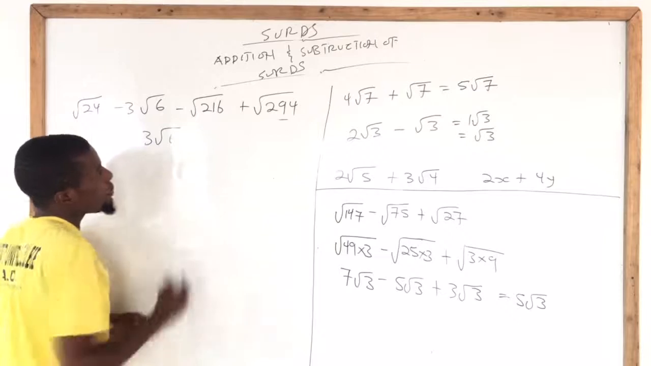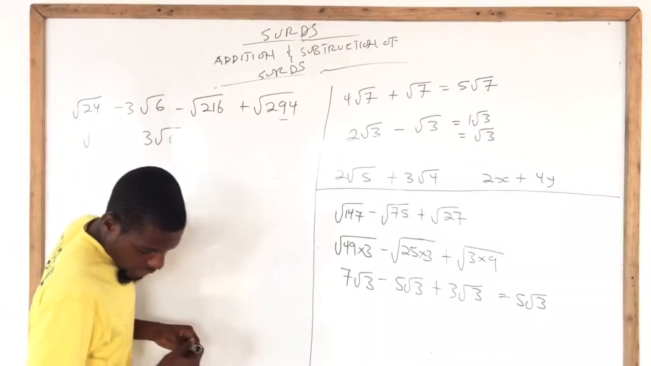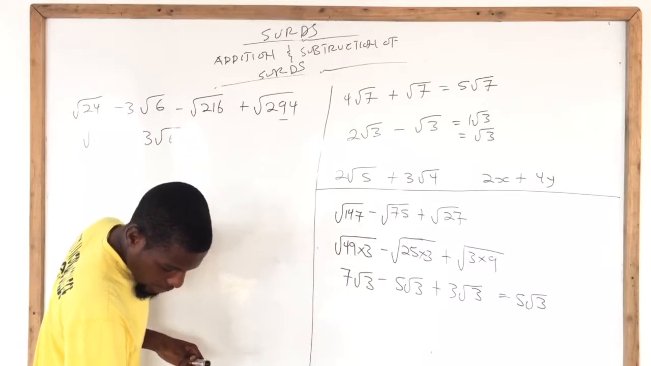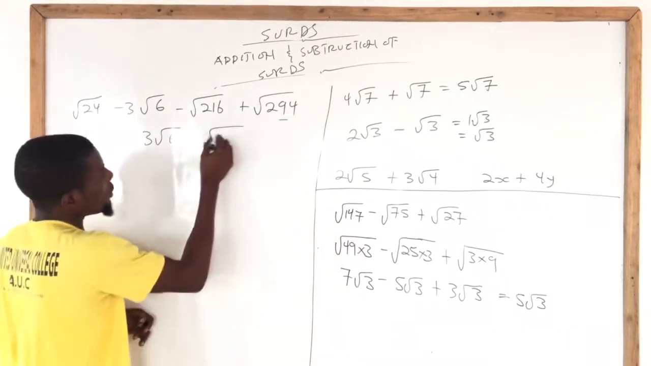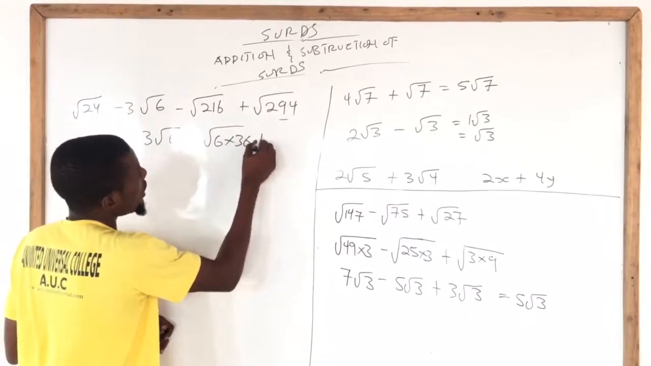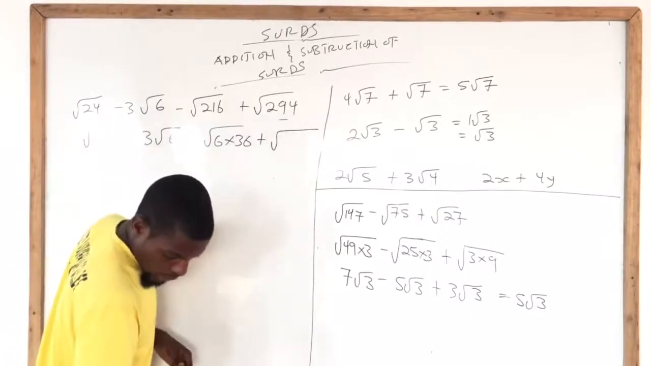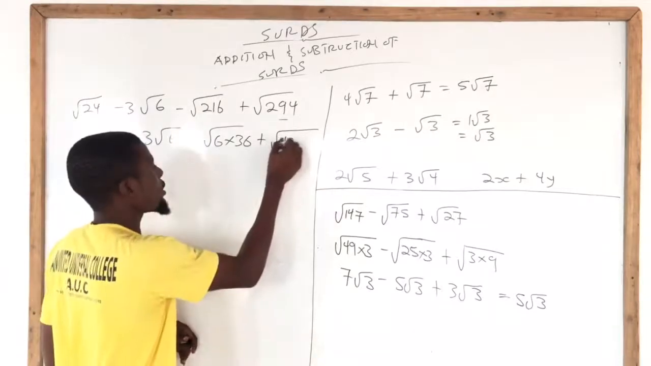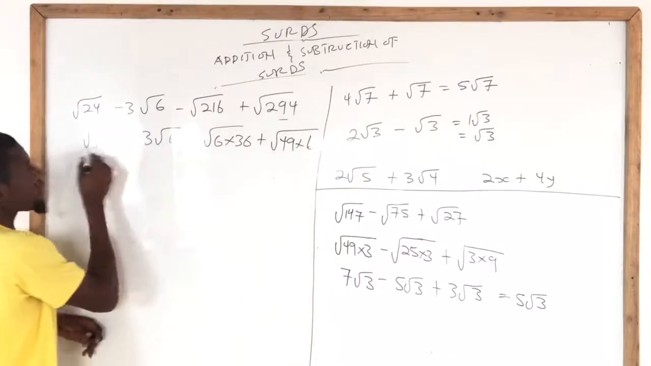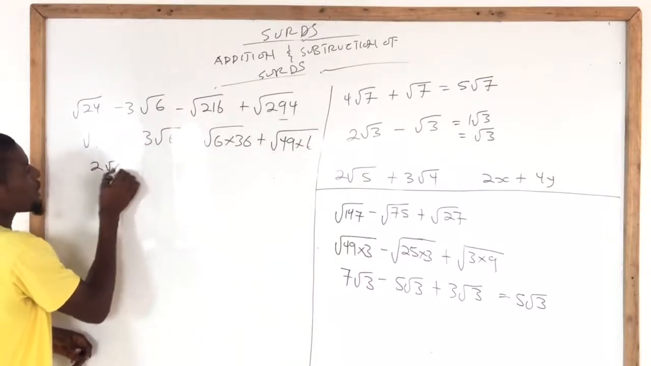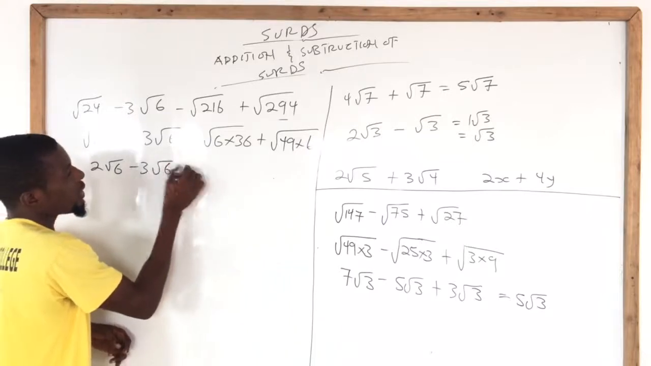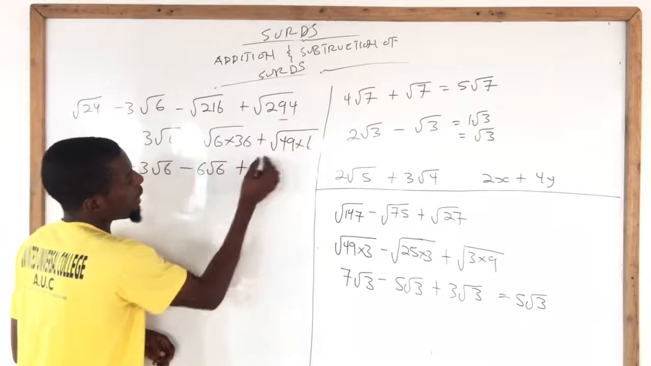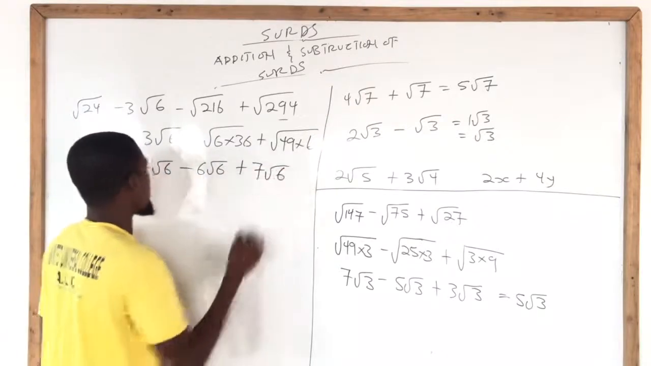Then minus root of 216. The root of 216 is the same as 6 times 36. So 6 times 36. And then root of 294 is the same as 49 times 6. So you realize that this one now becomes what? 2 root 6 minus 3 root 6 minus 6, since 36 comes out to be 6, root 6, and then plus this one is 7 root 6.